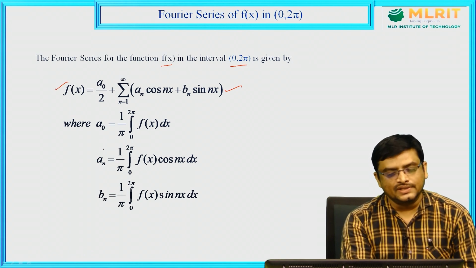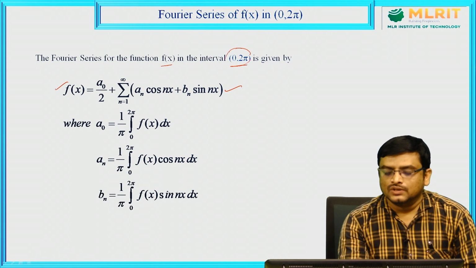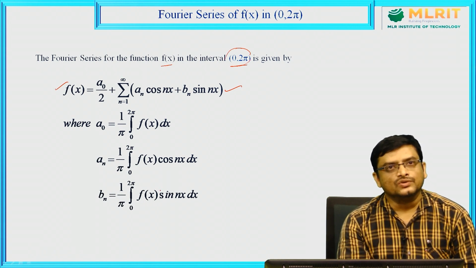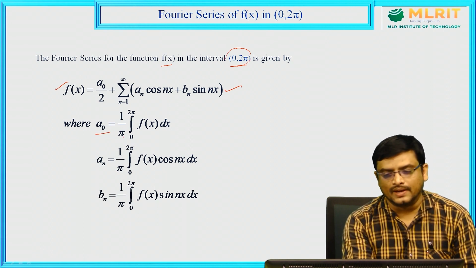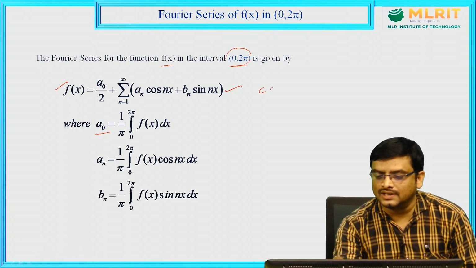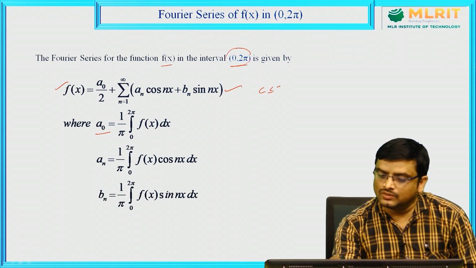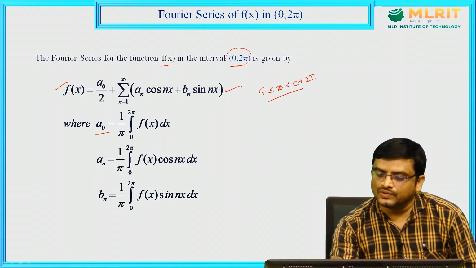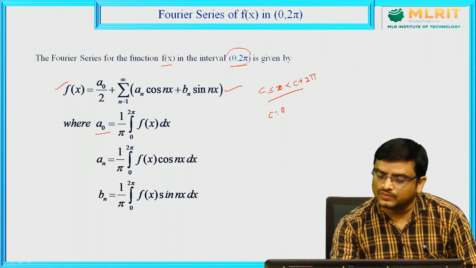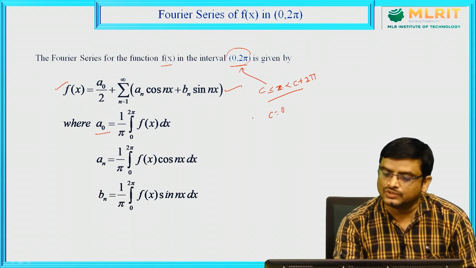Now in this interval, 0 comma 2 pi, we are going to find out the Euler's coefficients, that is a naught, a n and b n, that are defined by a naught is equal to 1 by pi integral 0 to 2 pi. In the general interval we have taken c less than or equal to x less than or equal to c plus 2 pi. Now here in this general interval I have taken c is equal to 0. So if you substitute c is equal to 0, then we get the interval 0 comma 2 pi here.